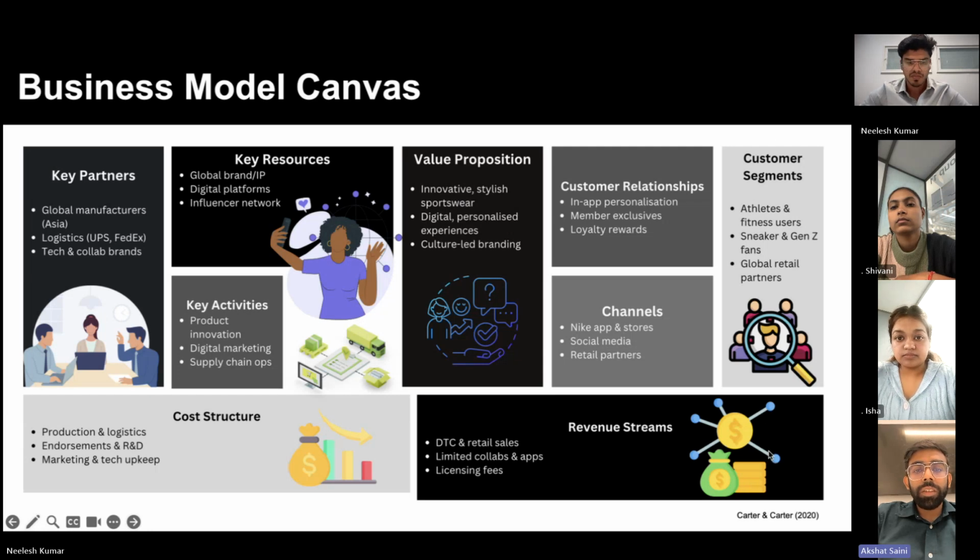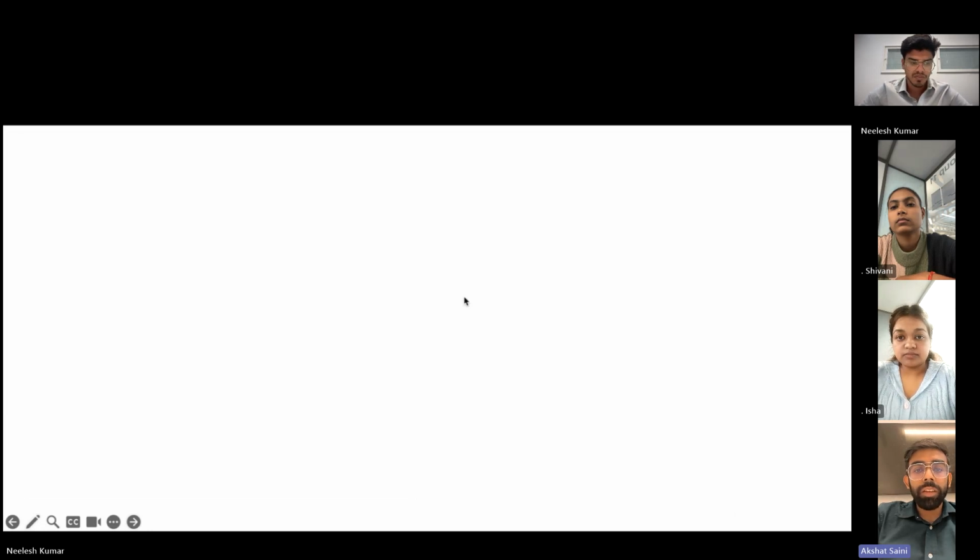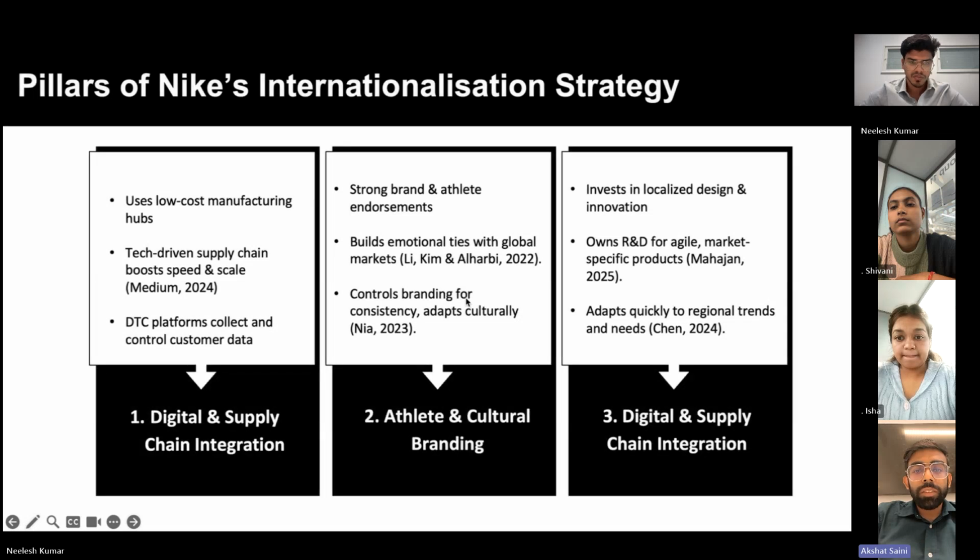Nike has developed a seamless tech-driven supply network and strong digital platforms like Nike Direct and SNKRS, enhancing speed and customer engagement. Secondly, athlete-led and cultural branding. By partnering with global icons and local influencers, Nike creates emotional connections and cultural relevance across markets. And third, local market adoption.